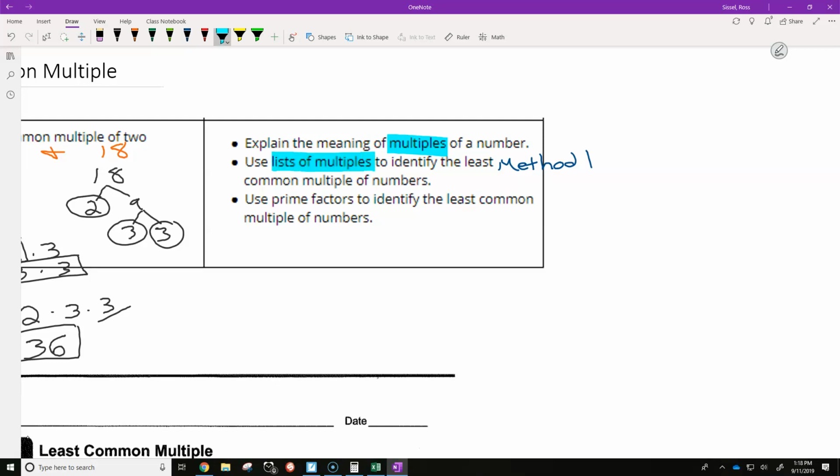Remember how yesterday we worked on, or the day before, we used list, you just glued it in your notebook. We made list of factors. Well, list of multiples is going to work the same way. And then the third way is use prime factors to identify. This is your second method. So method 1 really should not take us too long because this should be something that is straightforward.